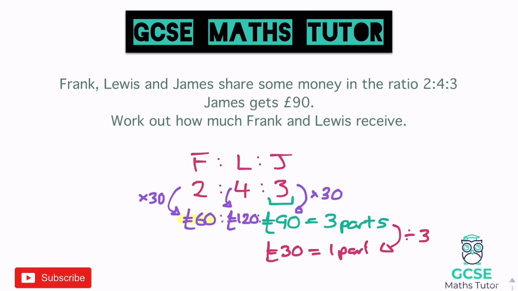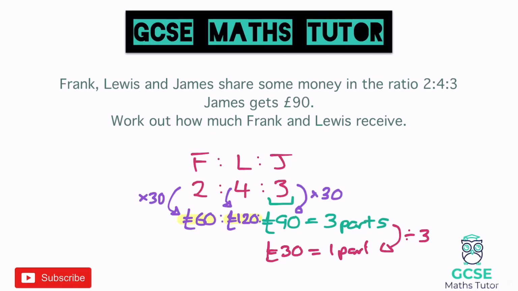Frank gets 60, Lewis gets 120, and again we could be asked how much they all share together, so you could do 60 plus 120 plus 90, and that would give us the total there, which is 270 between all 3 of them. So it just depends on what the question's asking, but there's just a couple of things to be thinking about. Obviously you just need to have a look at the words, allocate the amount of parts to the amount of numbers that you're given, whether that be all of them, whether it be one of them, or whether it be a difference between them.